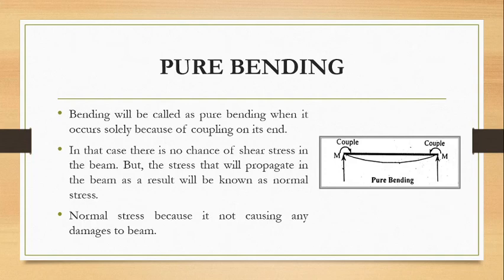Bending will be called pure bending when it occurs solely because of coupling on its ends. Here the coupling refers to the bending moment M. So pure bending is when the bending moment occurs only at the ends of the beam, here and here. In that case, there is no chance of shear stress in the beam, but the stress that will propagate in the beam as a result will be known as normal stress. It will be called normal stress because it will not be causing any kind of damage to the beam.